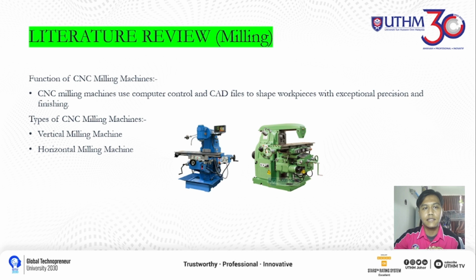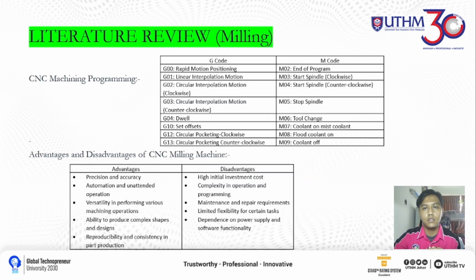Next, for CNC machining programming, there are two, G code and M code. An example of G code is G00, rapid motion positioning. G01 is linear interpolation motion. For M code, an example is M02, which is the end of the program. M03 is start spindle clockwise. There are advantages and disadvantages for the CNC milling machine.